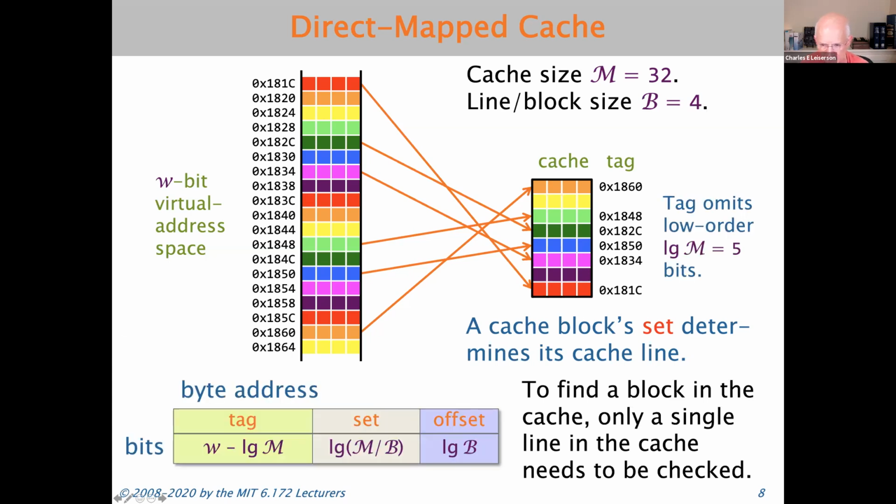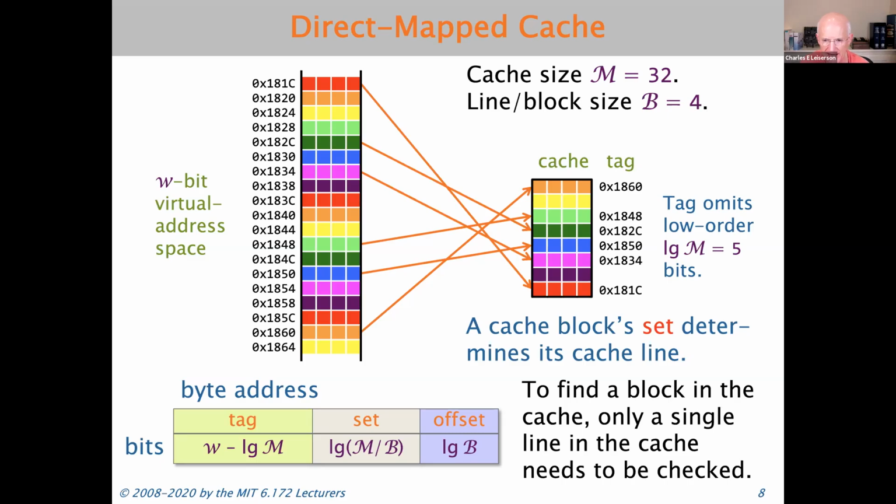The indexing calculation for a direct mapped cache is faster and takes less hardware than a content addressable lookup, which is what fully associative caches use. For a direct mapped cache, the tag is shorter than for a fully associative cache. It's W minus log M bits rather than W minus log B. The low order log B bits still form the offset, but now there are log of M over B, which is log M minus log B, sets.